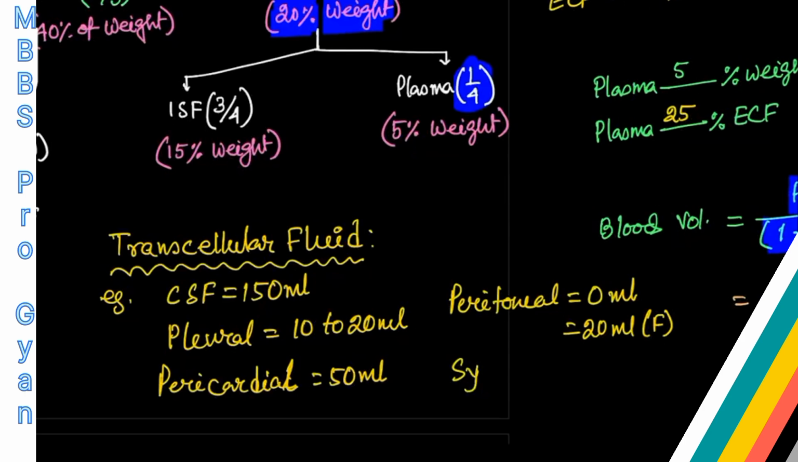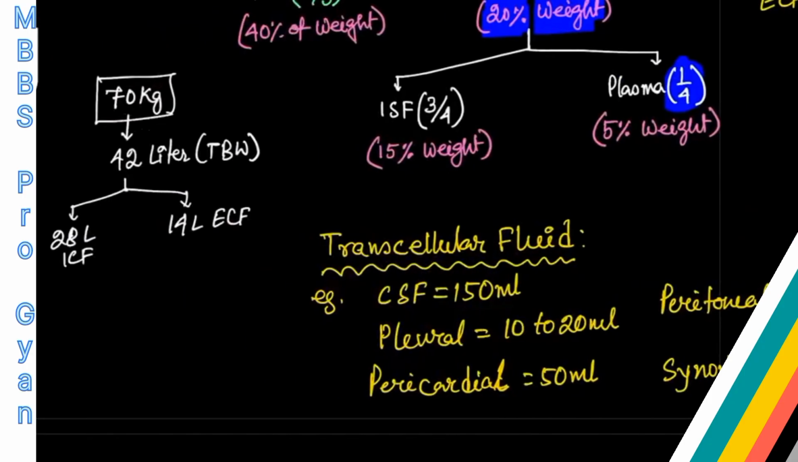That's why in a female, particularly in the post-ovulatory phase, the peritoneal fluid volume is approximately 20 ml. And apart from all these, you also have to remember synovial fluid, which is approximately 1 ml per large joint, for example the knee joint or hip joint. In all these joints, the volume of synovial fluid is approximately 1 ml. So all these transcellular fluid volumes you may remember for MCQ purposes.